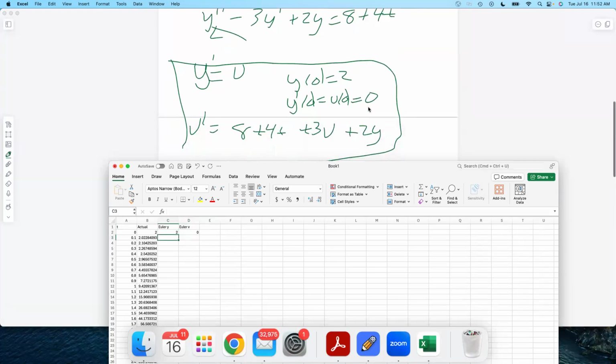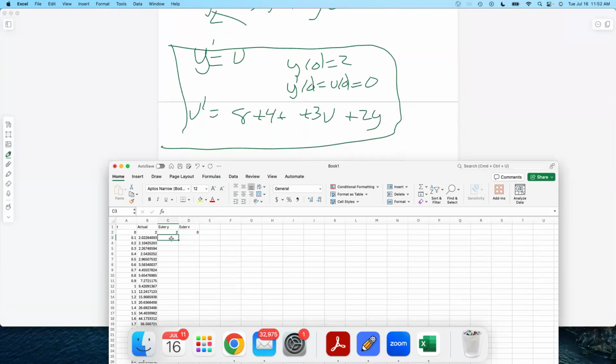Okay, then my next Y value equals the previous Y value plus the derivative at the previous Y value. Y prime is the previous V times delta T. My delta T I used here was 0.1.